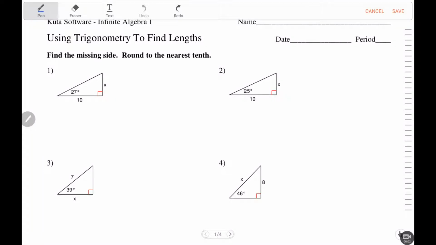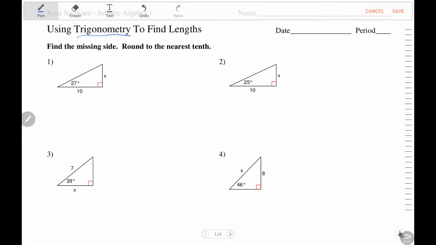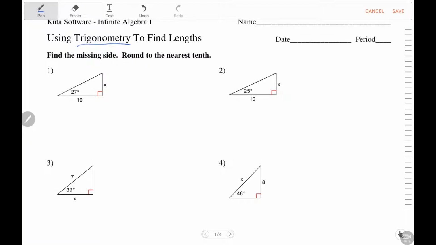Hey everyone, we're going to continue on with our trigonometry lessons. What we're going to do is now use these trig ratios to find the lengths of missing sides. So I'm just going to do a quick little reminder with the mnemonic device.